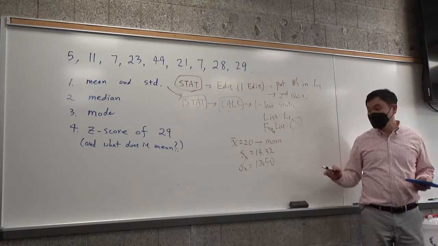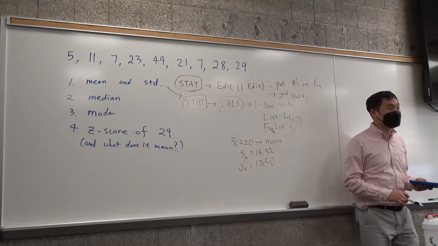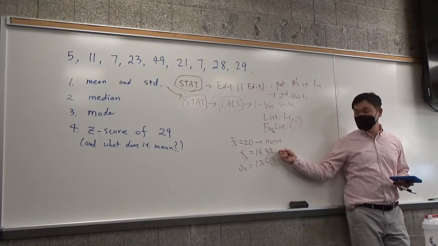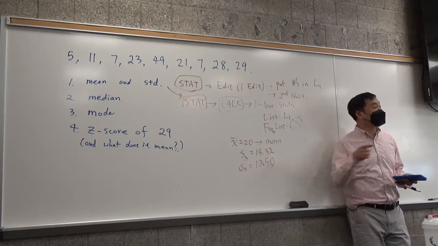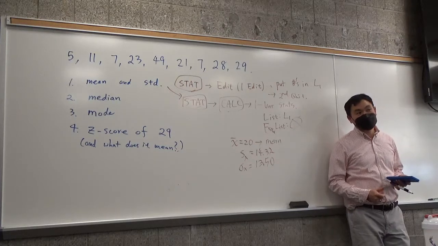Now, can anybody explain what's the difference between these two? Yes. One is sample, one is population. So this one is for sample, and this is for population. What do you mean by that, though? I know the formulas are different. I don't remember why.